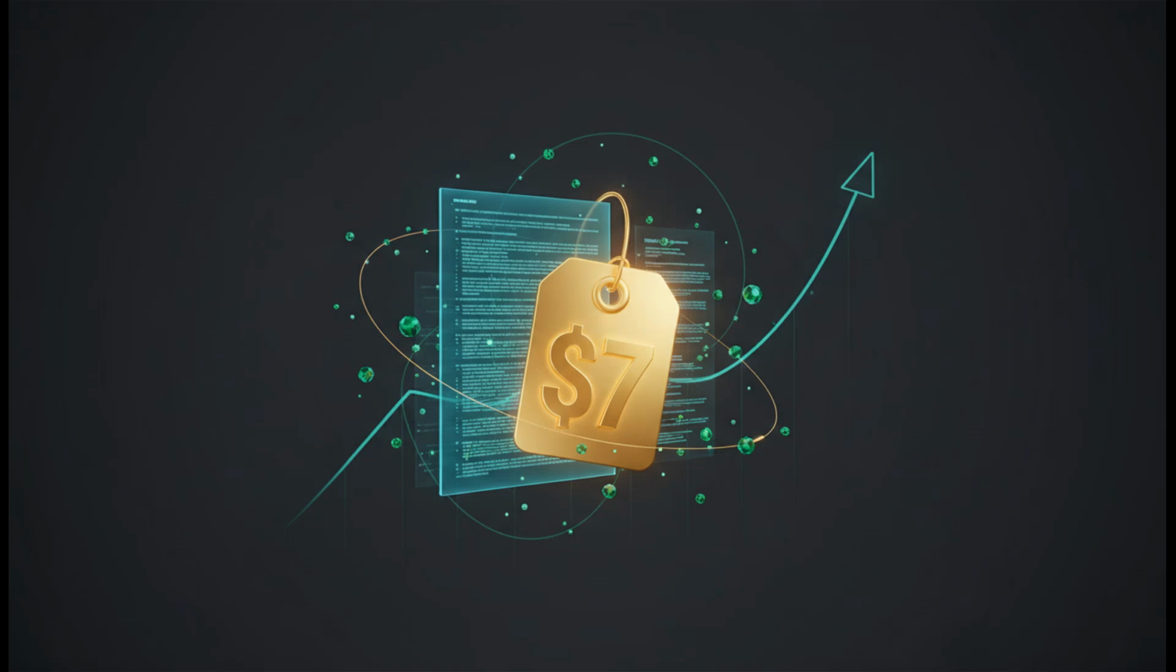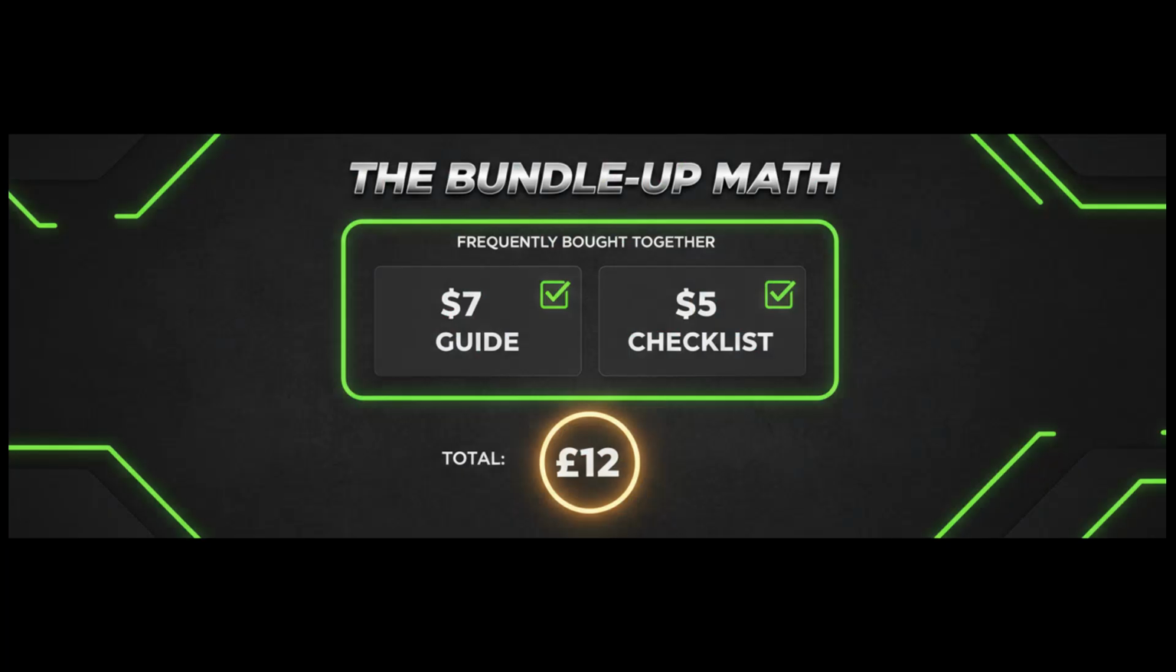Here is where the bundle-up pricing math comes in. Instead of selling a single guide for $10, we split the value. We offer the deep dive guide for $7. Then, on the checkout page, we offer a fast action checklist for an additional $5. This brings the total to $12. It sounds small, but the psychology is brilliant.